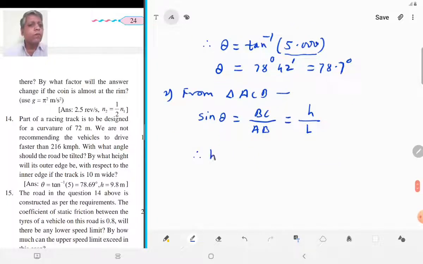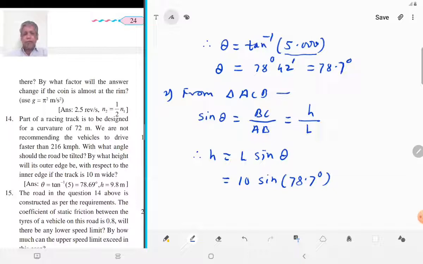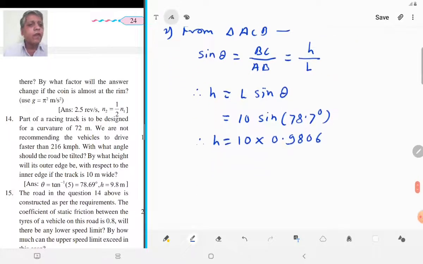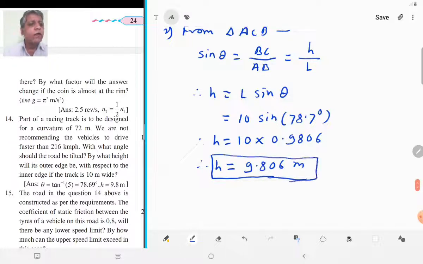Therefore, H is equal to L into sin theta, and that is equal to 10 into sine of 78.7 degree, and by using the natural sine table, the sine of 78.7 is equal to 0.9806, and therefore H is equal to 10 into 0.9806, and therefore H is equal to 9.806 meter. This is our second required answer.